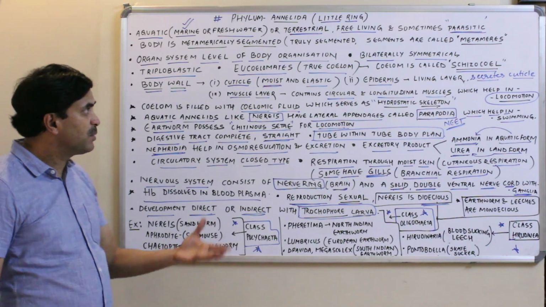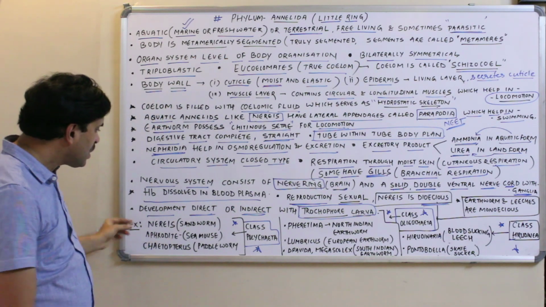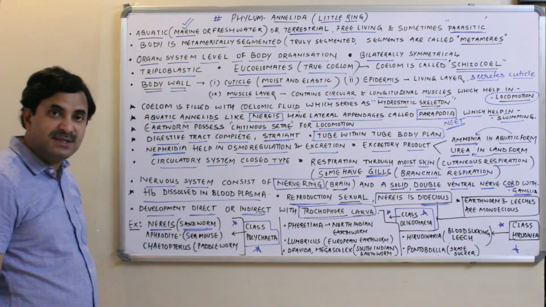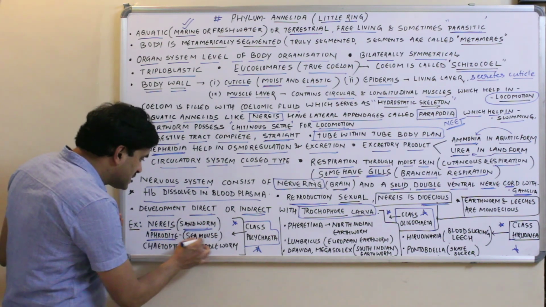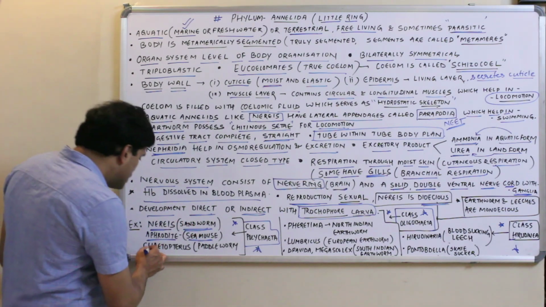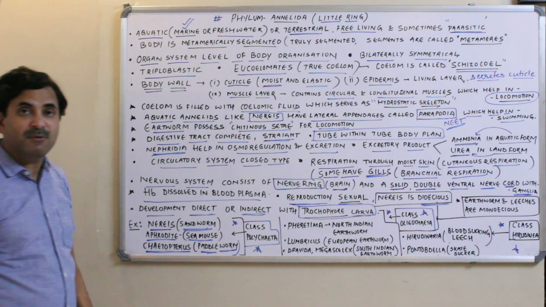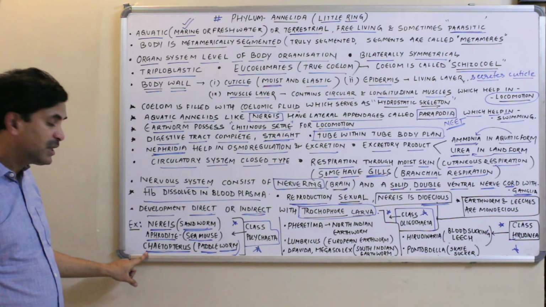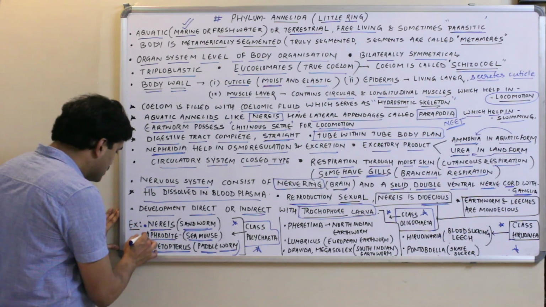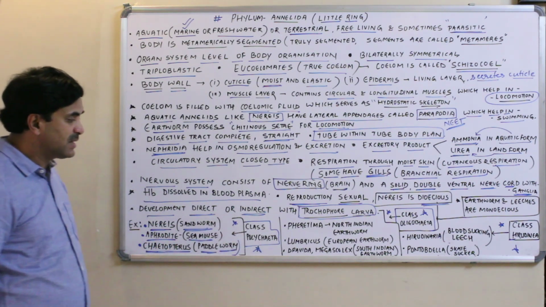Fine. Now let's talk about some examples of this phylum Annelida. First one is the most common worm, Nereis. It is also called the sandworm. Aphrodite is called the sea mouse; many times a question is asked from here. Chaetopterus is called the parchment worm, and Chaetopterus has a great power of regeneration. All these three members, Nereis, Aphrodite and Chaetopterus, belong to the class Polychaeta.